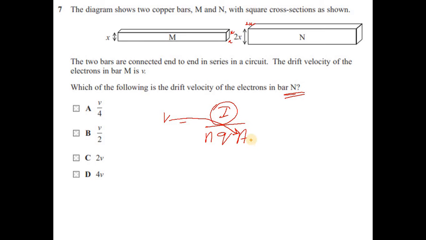And if you see the area of the second bar N is 2x into 2x. That means 4 times x square. So that means the drift velocity is v by 4. So it will be quarter. So option must be A.